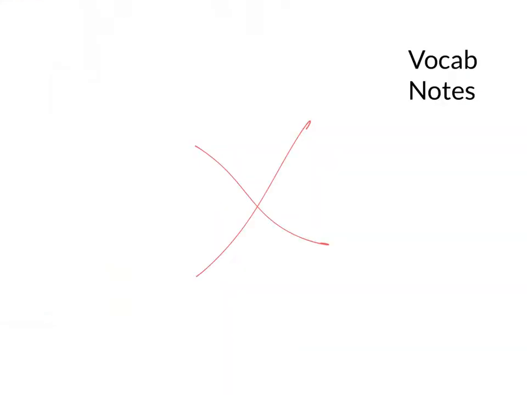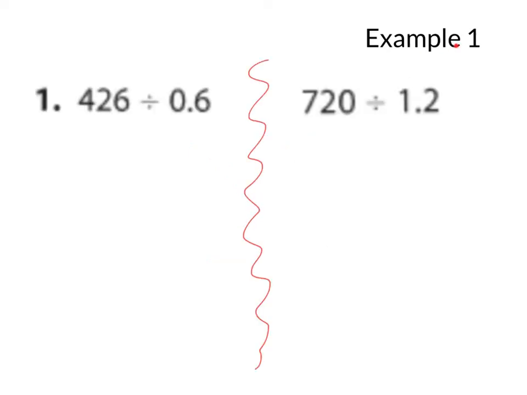Moving on. We do not have vocab notes. Hoorah! That sounds fantastic, Mr. C. Here's example 1. We have 2 problems separated by a squiggly line. You can put that in your notes like that if you desire. And so let's write these first.